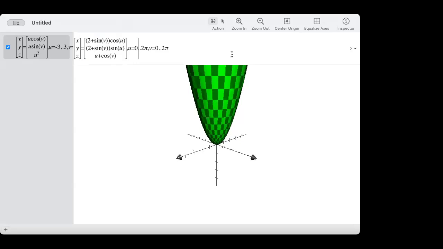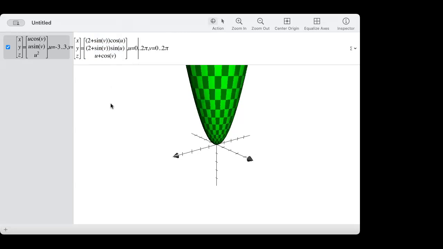Okay, if I fix U, then cosine of U and sine of U are constants. And this U is a constant right here, yes? So I get 2 plus sine V for X and Y. Wait a minute, X and Y are the same. But as V goes from 0 to 2 pi, Z is going to go cosine, right? So I get 2 plus sine, and cosine. I get a circle, but its center is moved.